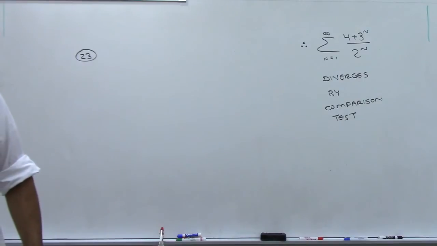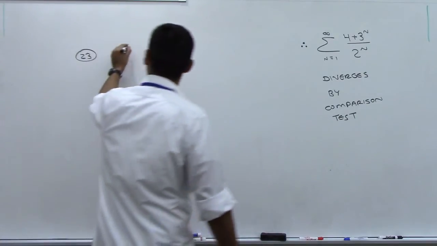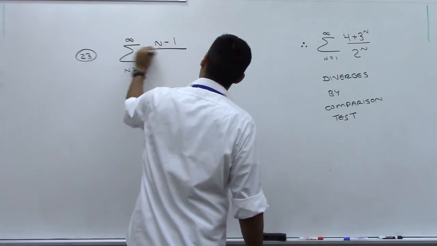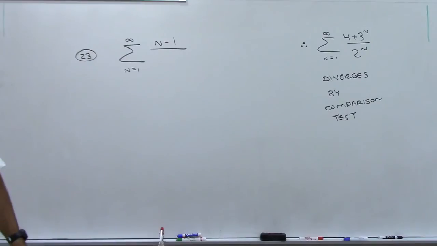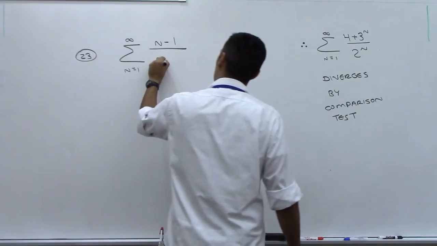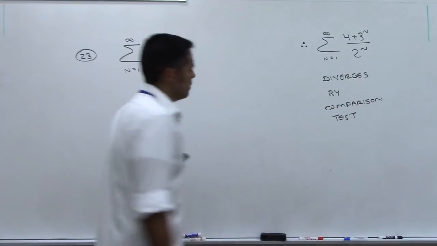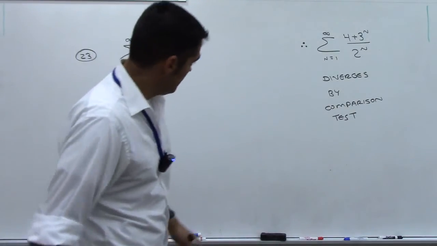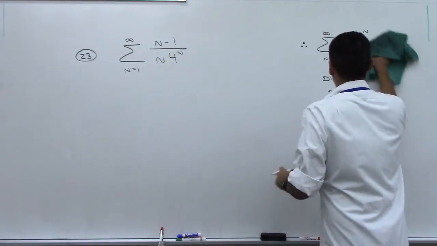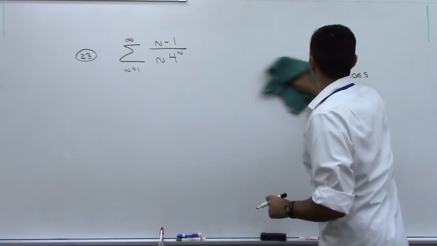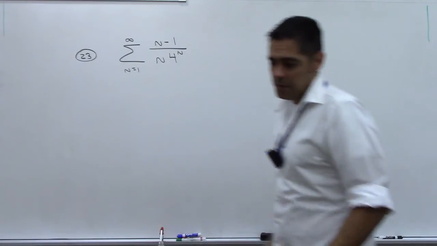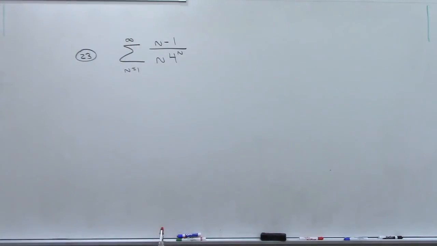Sum n equals 1 to infinity of (n minus 1) over (n times 4 to the n). Interesting. I'm not thinking integral test here, because if I do the integral test, I don't want to integrate that inside. That looks too ugly.